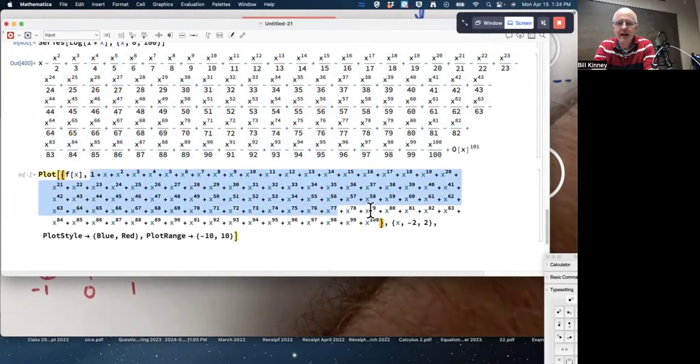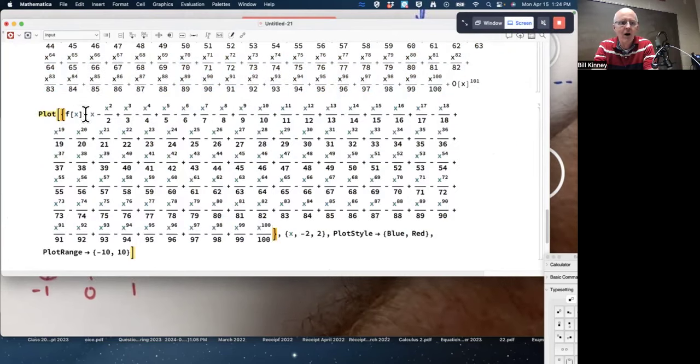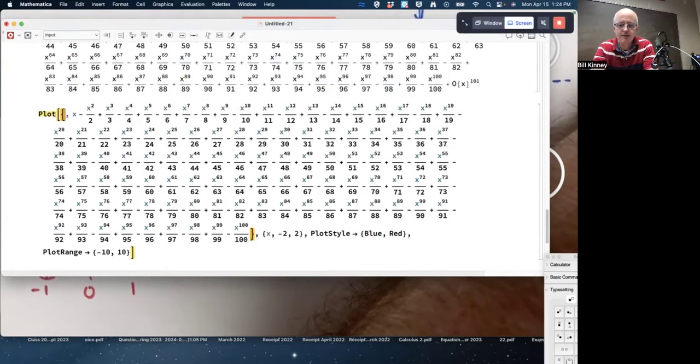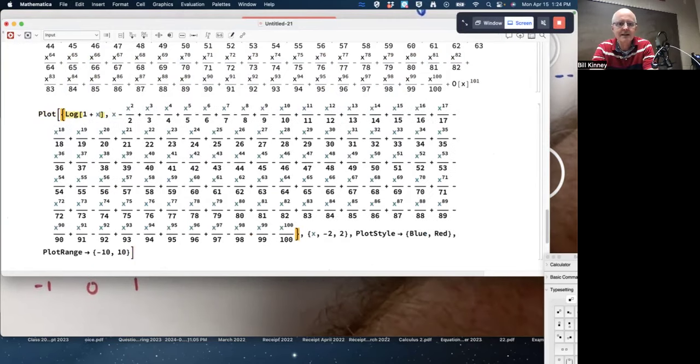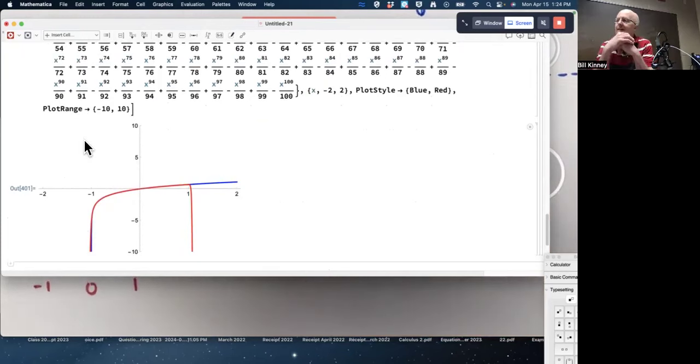Plot this crazy thing along with not the other function f of x, but ln of 1 plus x. The blue graph is ln of 1 plus x. The red graph is this 100th degree approximation. That is a truncated sum. It does not go on forever.